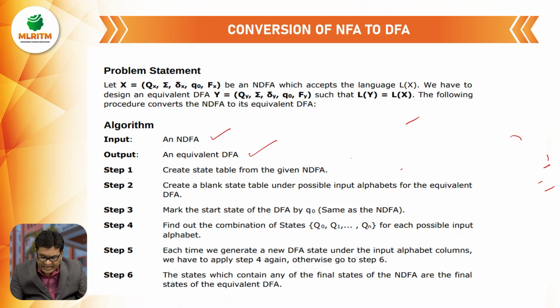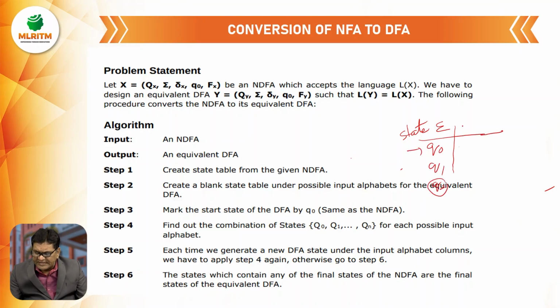First of all, create a state table from the given NFA. The NFA transition diagram is given, and we have to create the transition table. In the transition table, the rows contain the states and the columns the sigma input alphabet. The states are q naught, q1 and q2, where q2 is the final state. The input alphabet is A and B. For Q naught with A, you have to determine which state it goes to, then Q naught with B, Q1 with A and Q1 with B. You find the next state as per the given transition diagram.